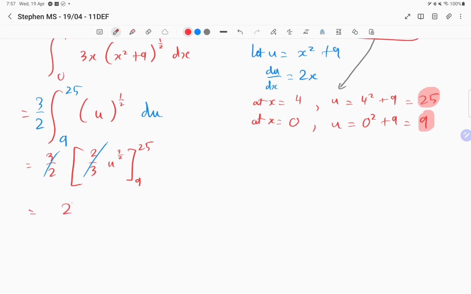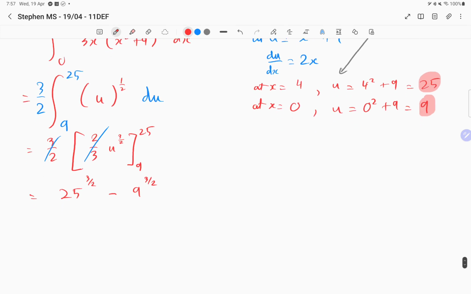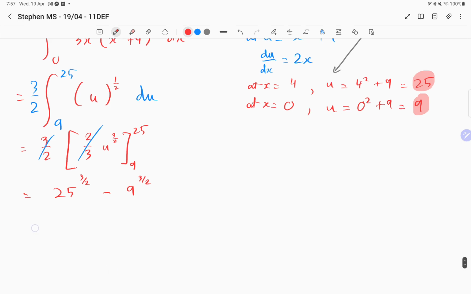Sub 25 in, so that's 25 power 3 on 2 minus 9 power 3 on 2. Okay, so what's 25 power 3 on 2? I don't know. Easier than you think. You split the power up. 25 power half, everything power 3. I still don't know what that is, but what's 25 power half? Yeah, what's 25 power half? What's power half? I don't know, is it 5?